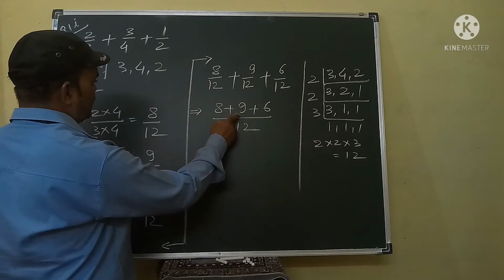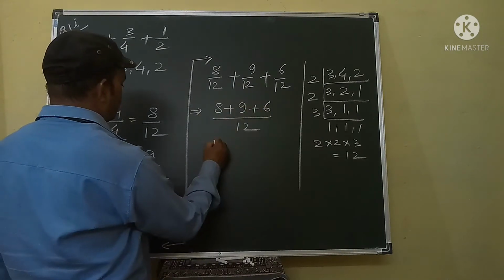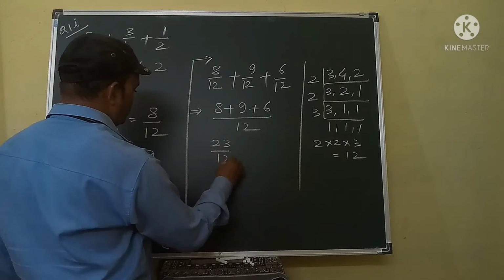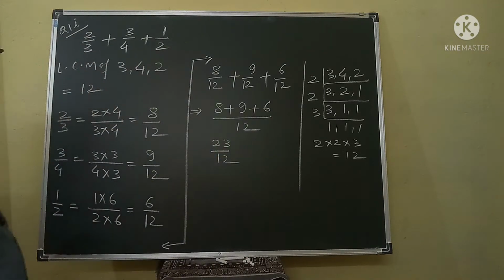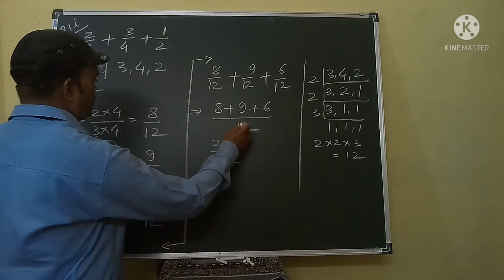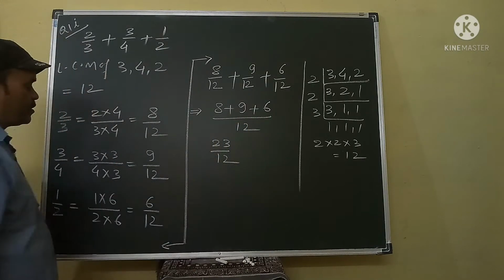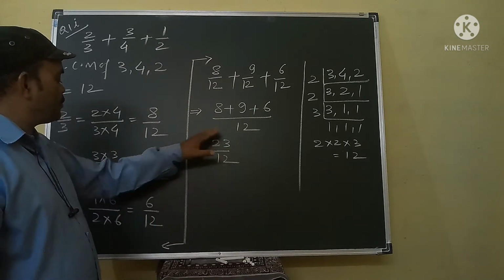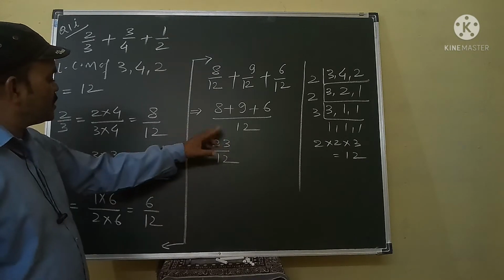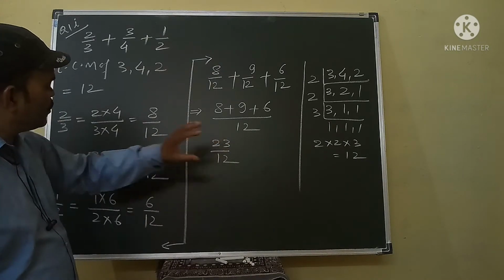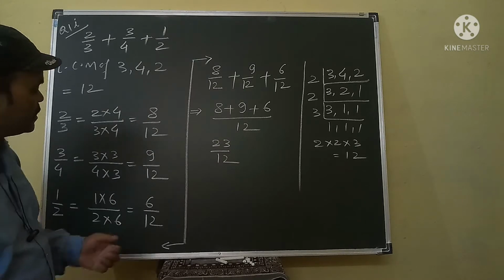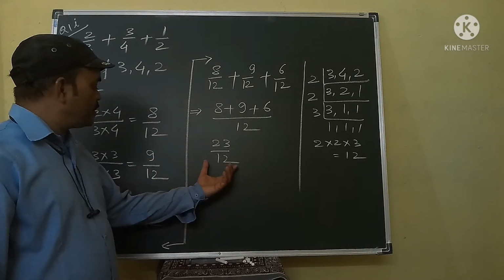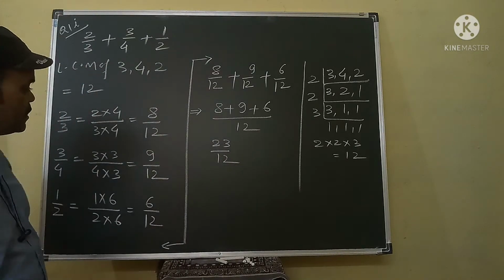8 plus 9, 17. 17 plus 6, 23. 23 upon 12. This is the required answer. But keep in mind, this is 23 upon 12, okay? And 23 upon 12 is an improper fraction. That means an improper fraction we will convert to a mixed fraction.